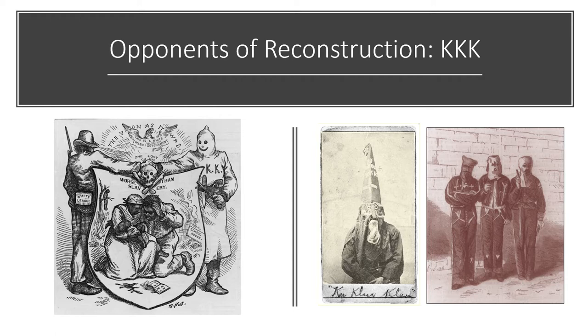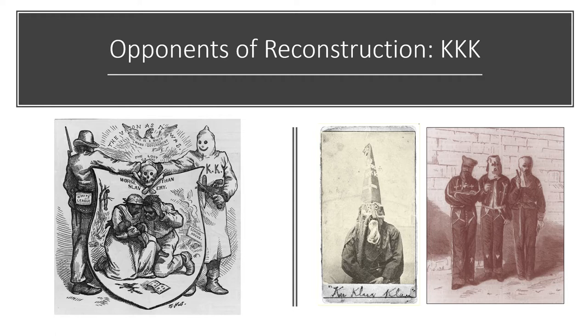There were many opponents to Reconstruction. The average white Southerner would have opposed Reconstruction. But there were also militant organizations, gangs. Some might call them terrorist groups. This is probably not the most accurate term because terrorist organizations do not act on the part of a state or government. But these white supremacist gangs did act on the part of governments. They acted on the part of the Democratic Party. And one of the most famous, of course, is the KKK or the Ku Klux Klan.